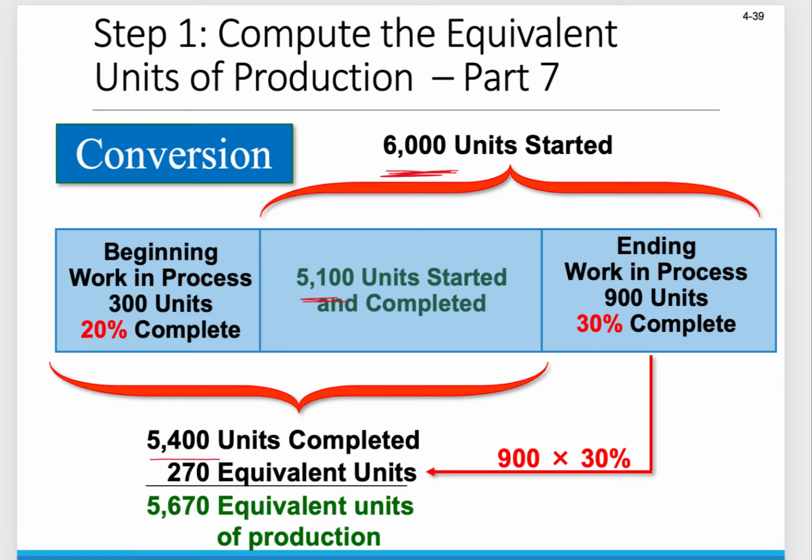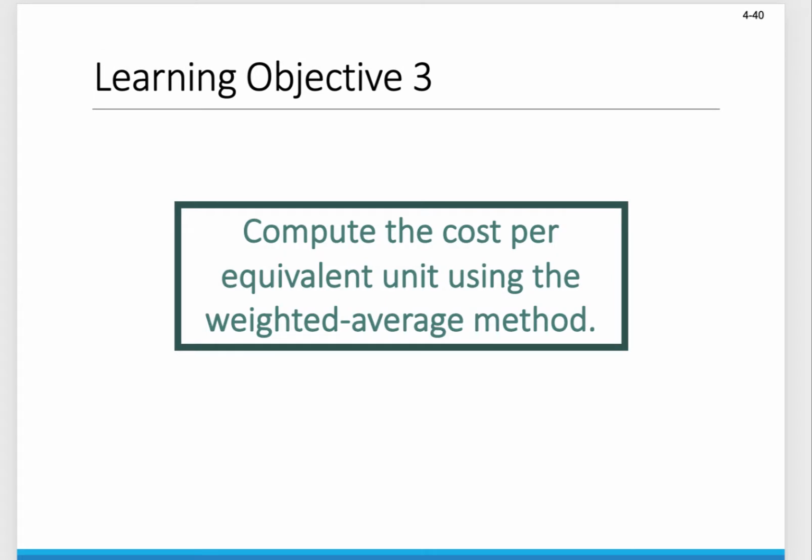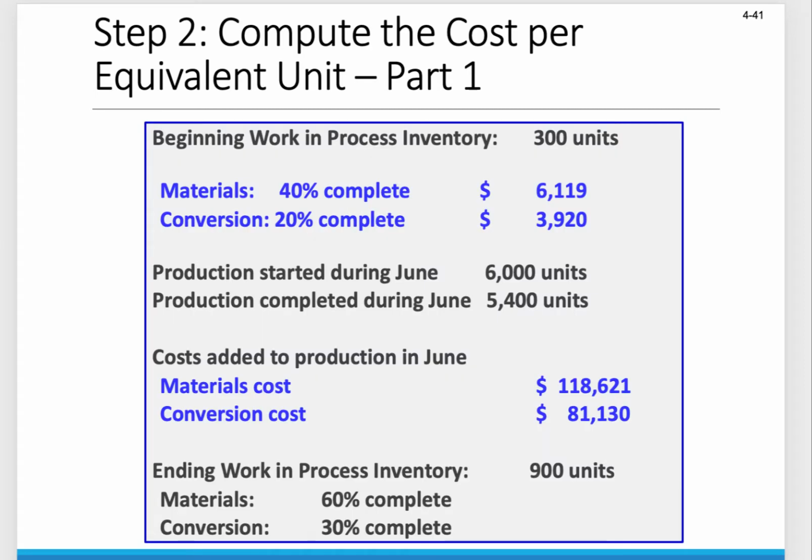Now, the next thing we need to do after step one, which is to compute the equivalent units of production, is the second step: compute the cost per equivalent unit. We're still dealing with that question: list out the four steps. So how do we compute the cost per equivalent unit? Well, it's very easy.